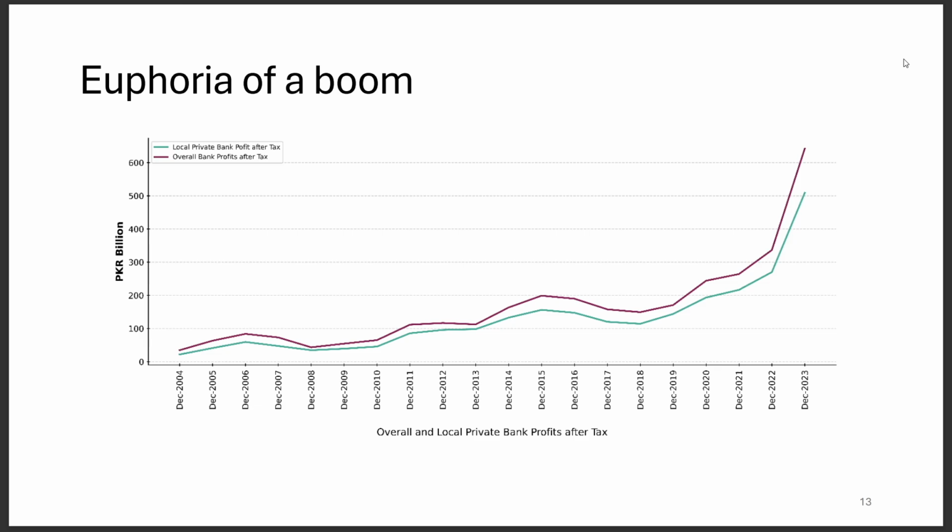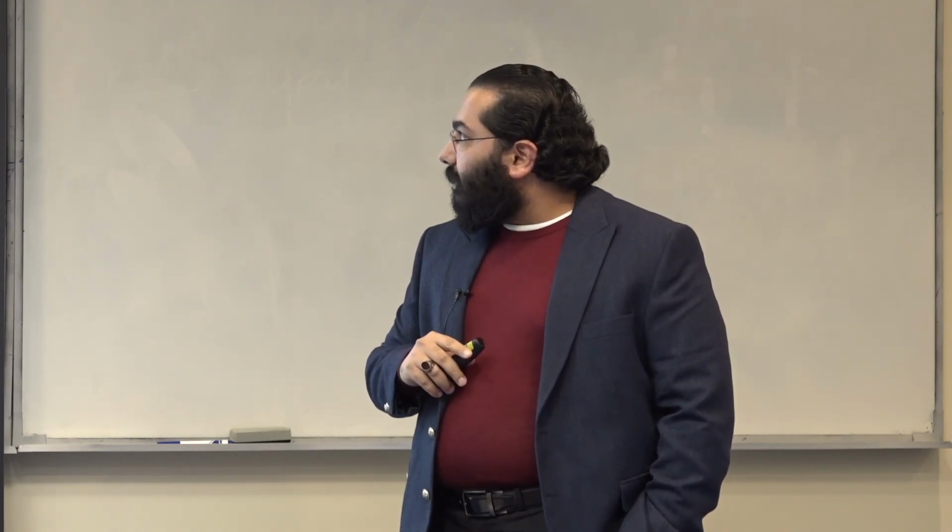that the banking sector is caught up in the euphoria of a boom in that sector. And if you look at this, it is a pretty significant jump in profits over the past half decade or so. And so my suspicion is that the banking sector has not psychologically adjusted to the new institutional situation.